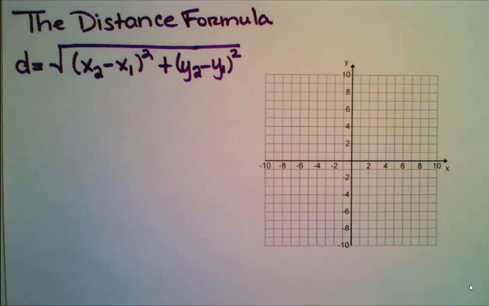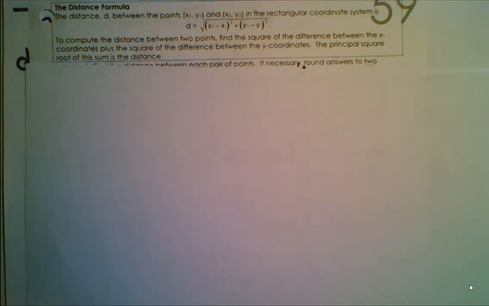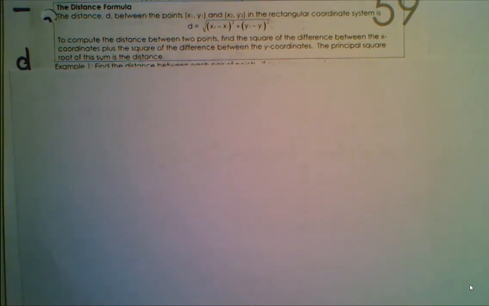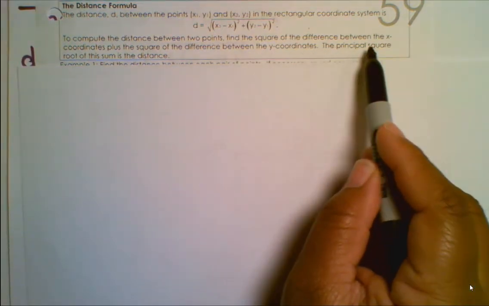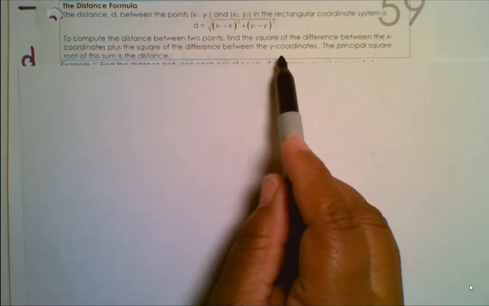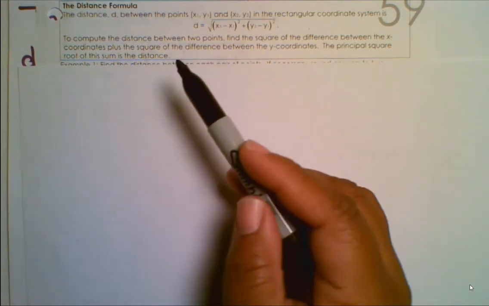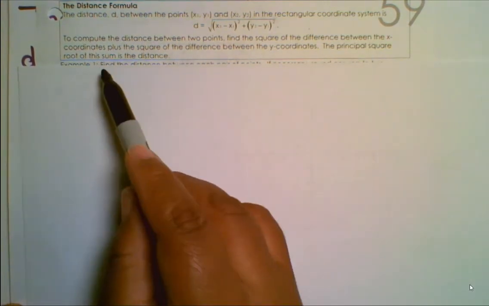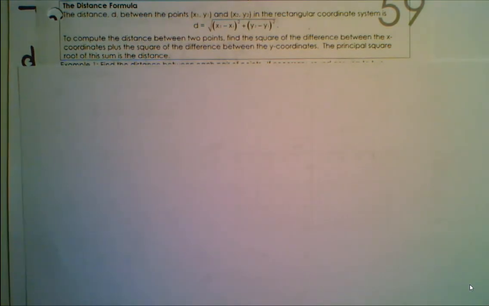And we use the distance formula to compute the distance between 2 points by finding the square of the difference between the x coordinates plus the square of the difference between the y coordinates. And then we would use the principal square root of this. The principal square root of this sum is the distance.